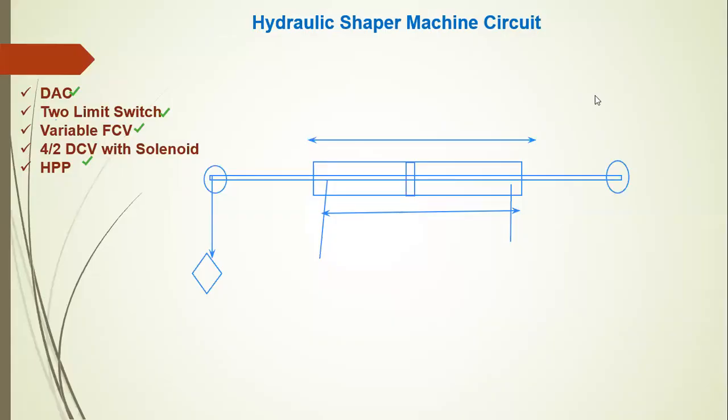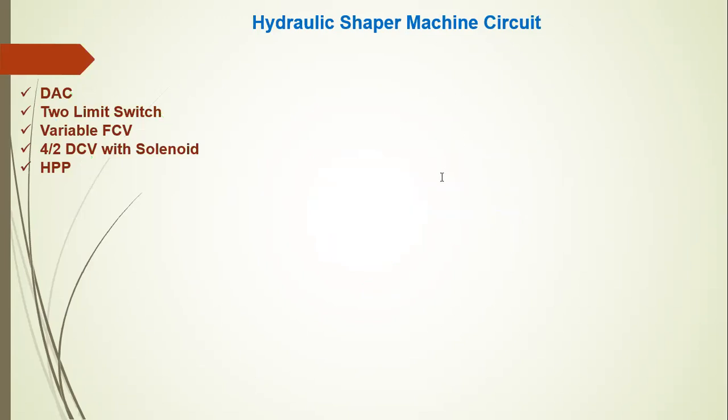Then one hydraulic power pack is required. It contains one pressure relief valve, one hydraulic pump and motor set, and one hydraulic tank. The HPP operates the oil; the oil passes from the HPP to the direction control valve, the direction control valve operates the double acting cylinder, and the double acting cylinder operates the cutting tool in a shaper machine. Let's start the drawing.